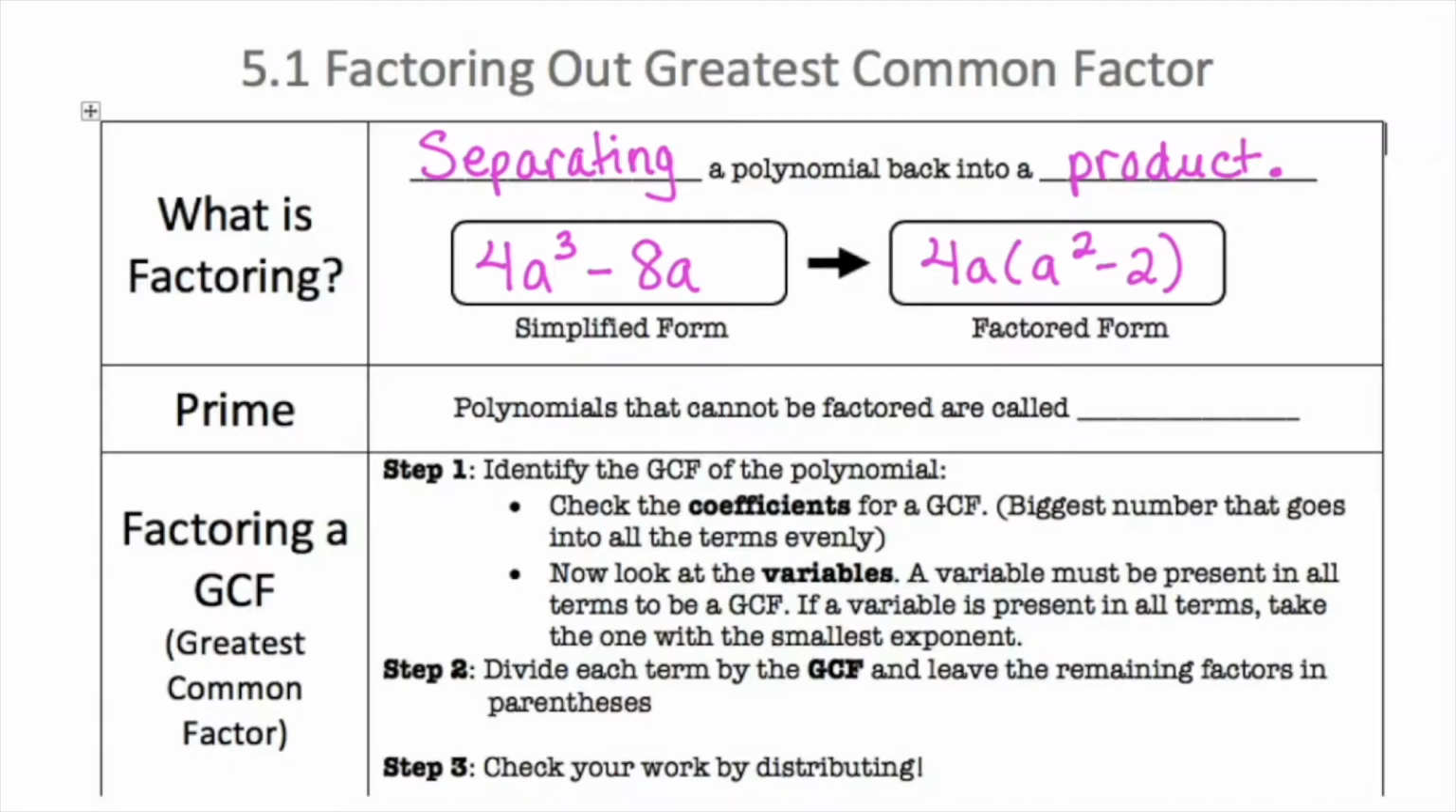Another thing that might happen is a polynomial might not be able to be factored. And if it's not able to be factored, we call that prime. And sometimes things can't be factored because they don't have anything in common, or there's nothing that will multiply together to create that polynomial back.